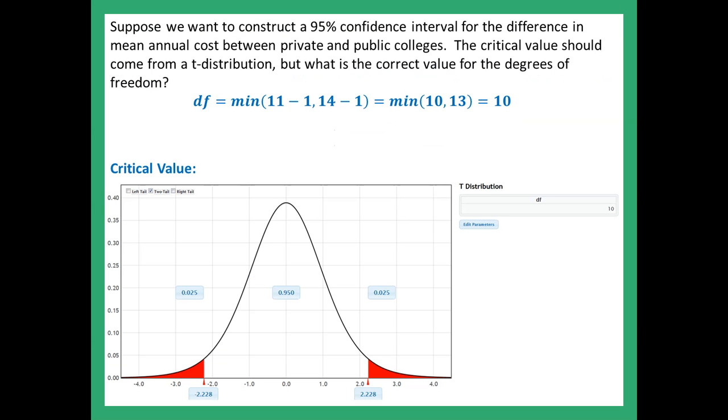If we want to construct a 95% confidence interval, first we'll have to get a critical value. Since this is a scenario where we have independent samples, it'll be the minimum of 11 minus 1 and 14 minus 1, which works out to be 10, since that's the minimum of 10 and 13. So the critical value comes from a t-distribution with 10 degrees of freedom, 95% confidence interval, so we need 0.95 in the center, and we get a critical value of 2.228.